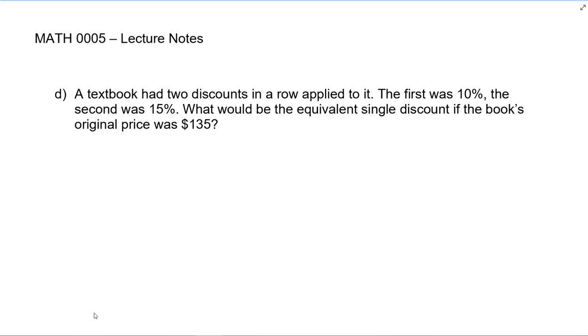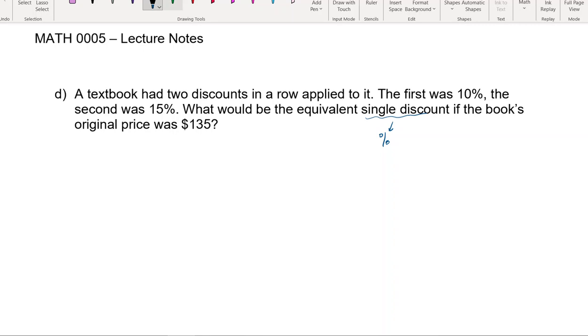Alright, so in this question, a textbook had 2 discounts in a row applied to it. The first discount was 10% and the second discount was 15%. What would be the equivalent single discount, or you can say equivalent single percentage discount, if the original price of the book is $135?